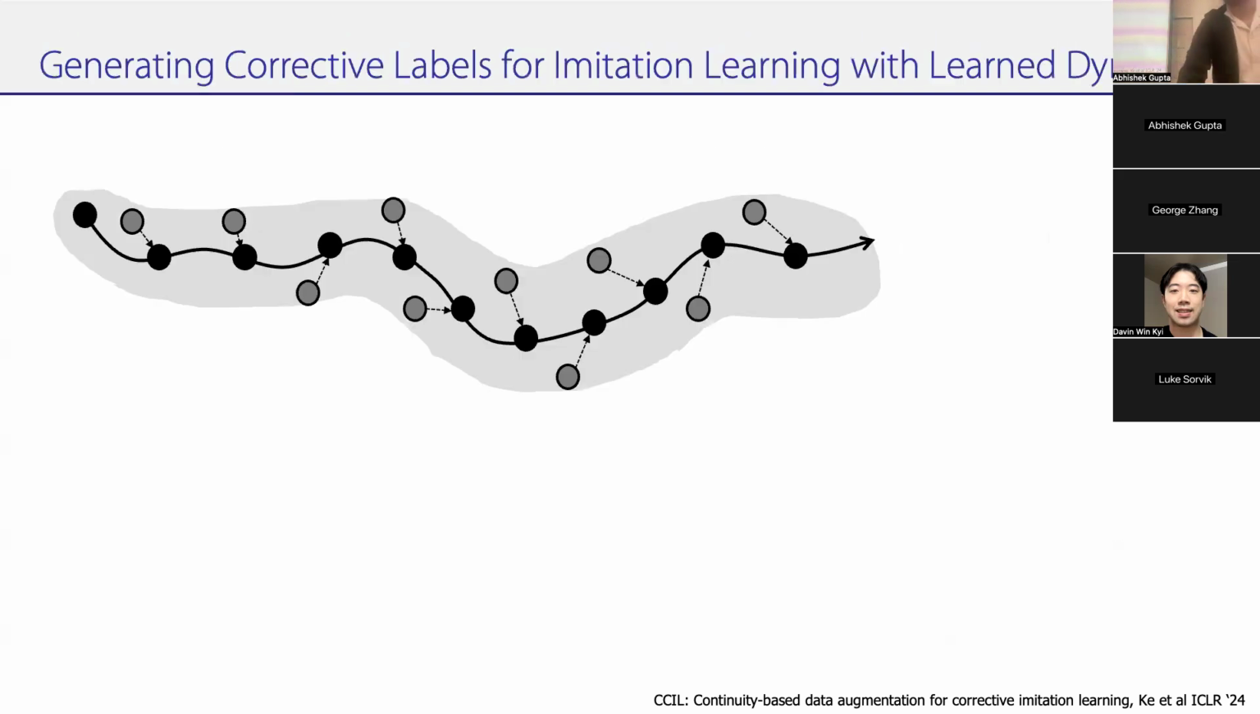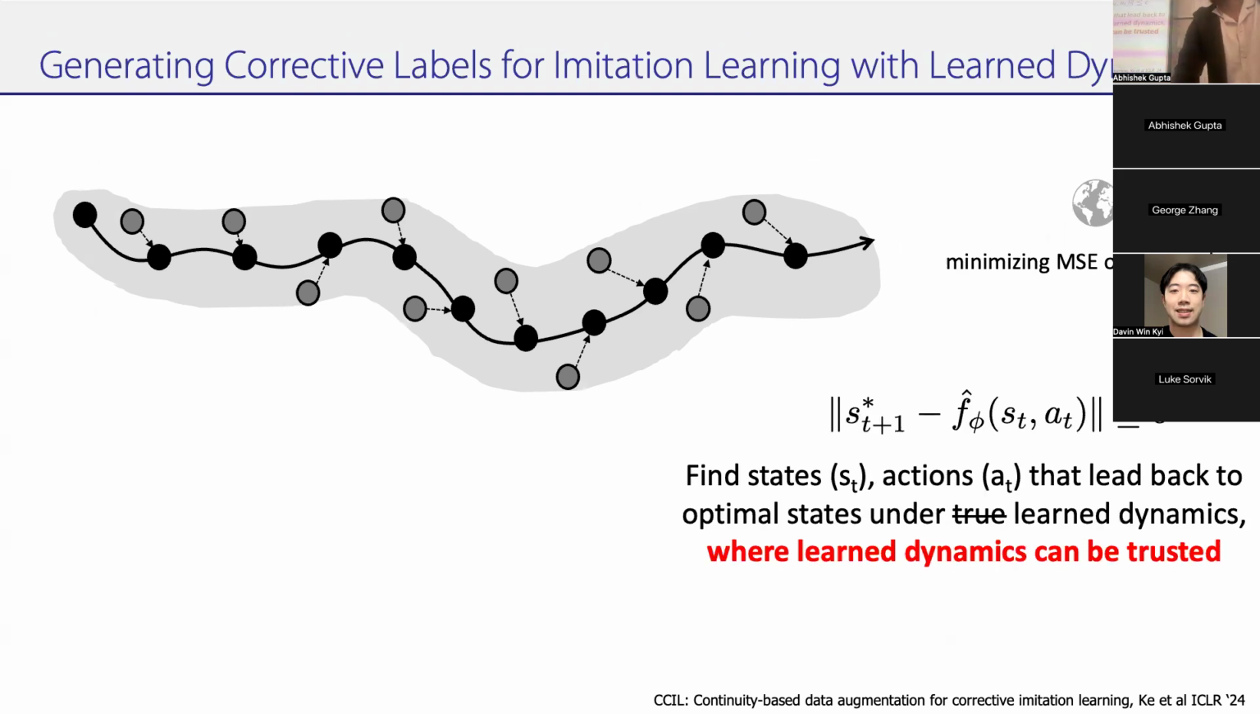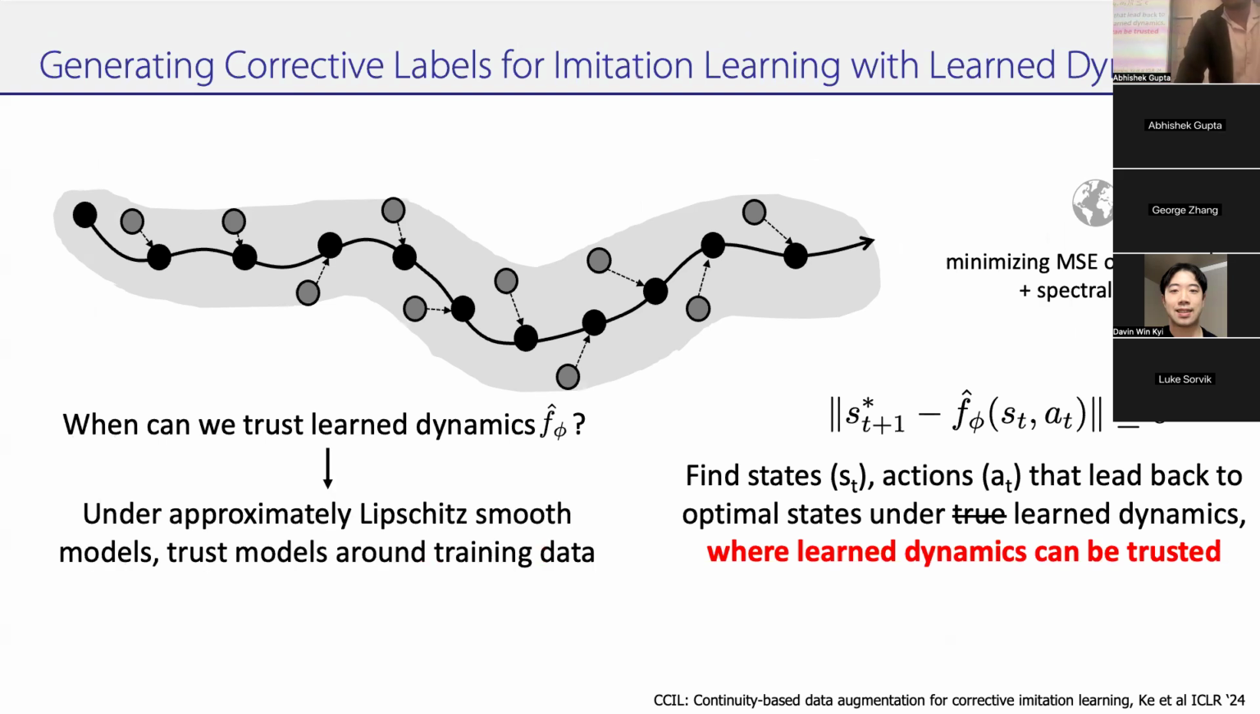And so what this paper kind of tries to do, it says that your model can't be trusted everywhere, but it can be trusted in some small region around your training data if you impose a few constraints on it. Right? So you can say that you learned a model, F hat. You can find things that bring you back to your training data, but only in places where your model can be trusted, right? And your model can only be trusted in a neighborhood around your training data if you force your model to be smooth.